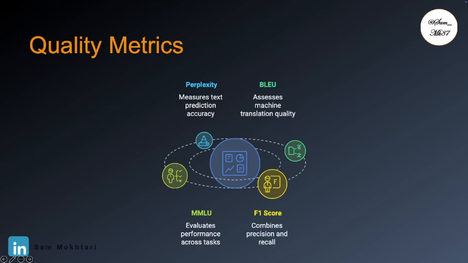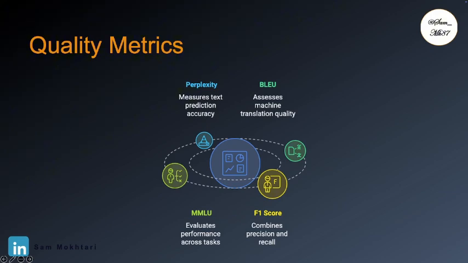In terms of metrics, let's dive deeper into the quality metrics used to evaluate LLMs. These metrics help us quantify how well a model understands and generates language and how accurately it performs specific tasks. So the first metric is perplexity, which is like a measure of surprise for the model. A lower perplexity score means the model is less surprised by the text it's processing, indicating a better understanding of the language.